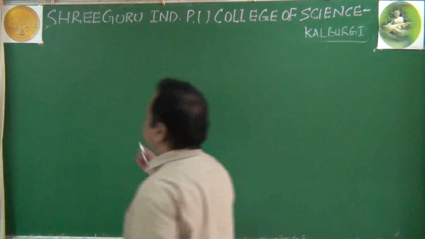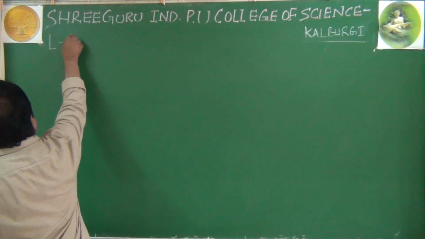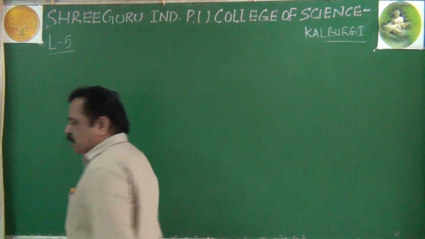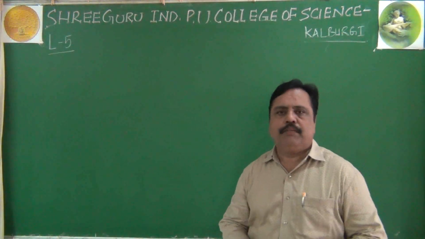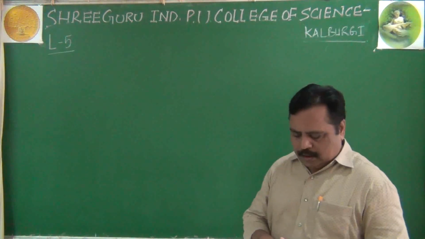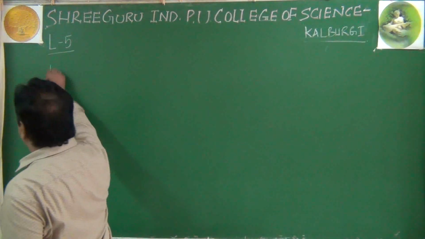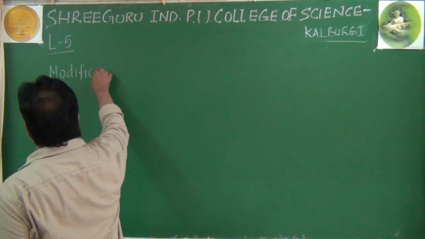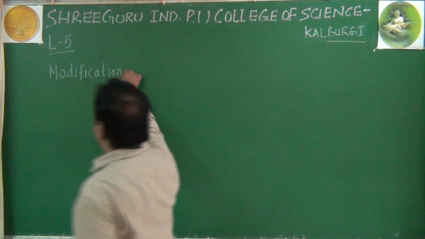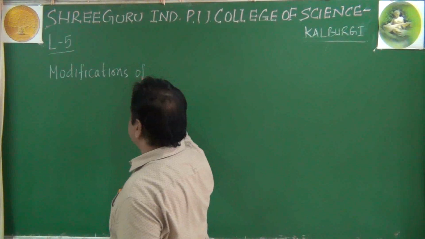This is lecture number 5 in biology. That is morphology of flowering plants. We have been dealing with this. I was telling you about modification of root in the previous class, how roots are exhibiting different modifications that we have seen.